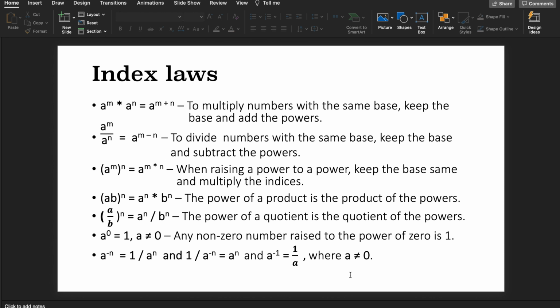So the next part of this chapter is called index laws. a to the power of m multiplied by a to the power of n equals a to the power of m plus n. So this explains this. To multiply numbers with the same base, keep the base same and add the powers. So I'll just show you an example.